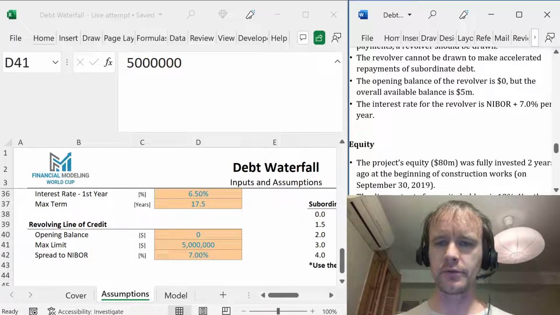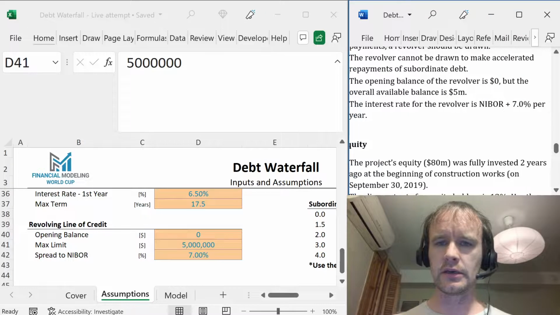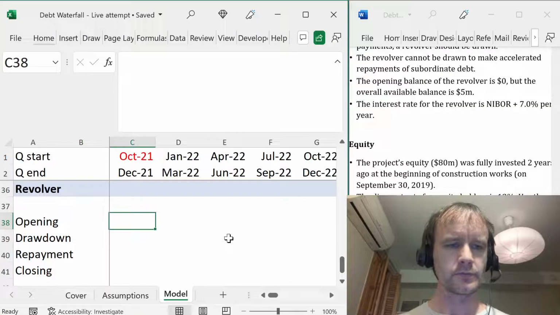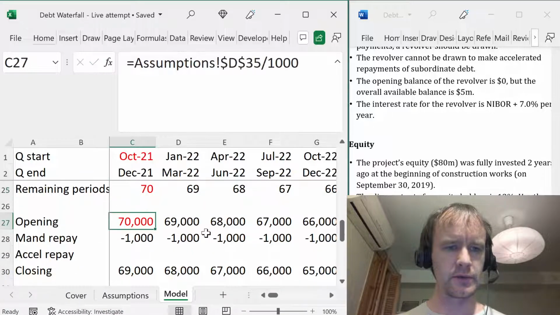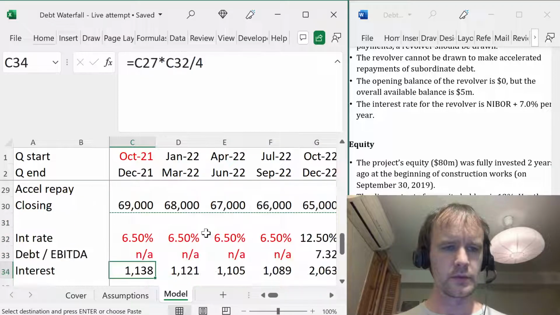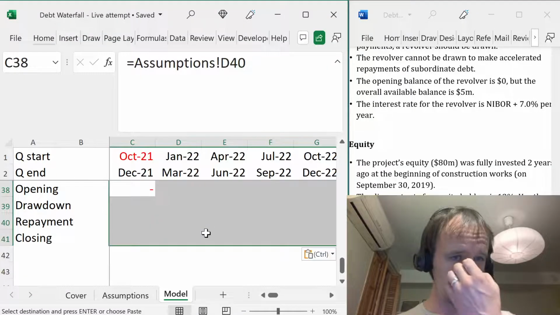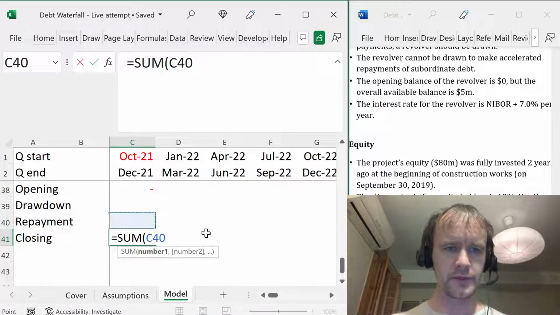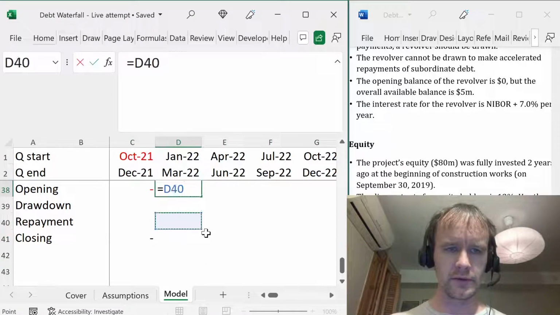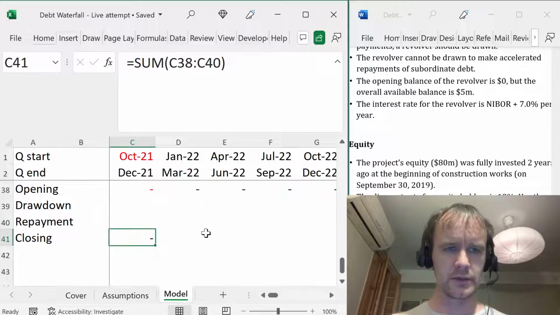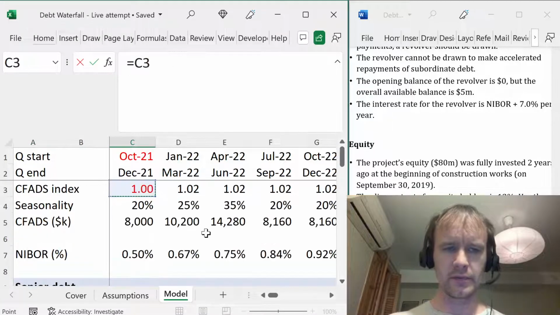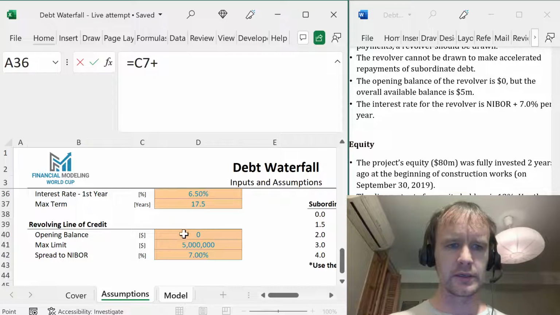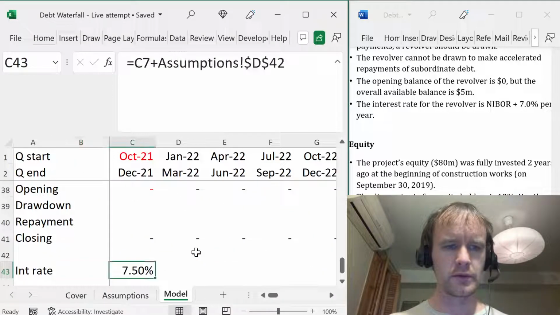The interest rate for the revolver is 7% plus NIBOR. So let's just do this. The opening is going to be this big fat 0. Grab my format from up here and paste it. Closing some of these, opening the next year, copy across, and copy across. Then my interest rate is going to be, again, up to NIBOR, way up here, plus that spread, 7%, and copy across.